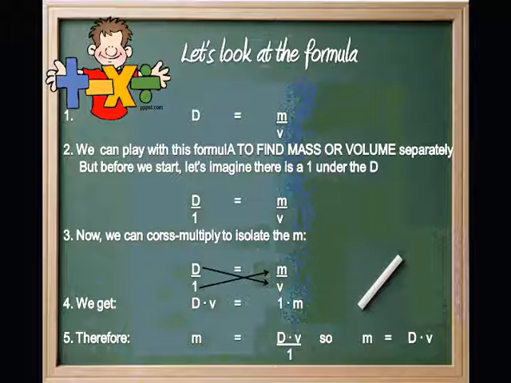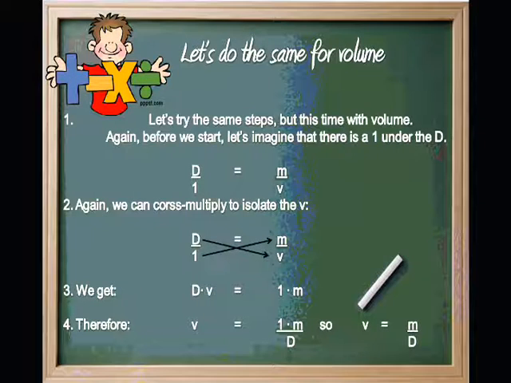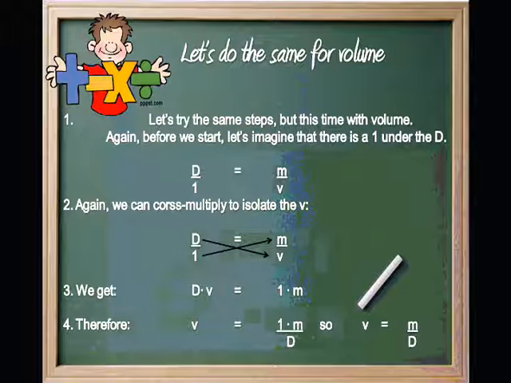In this case, I want to isolate the m. So to do so, I have m is equal to d times v over 1. So m is equal to d times v. Let's try the same steps, but this time with volume. Again, before we start, let's imagine there's a 1 under the d. So d over 1 is equal to m over v.